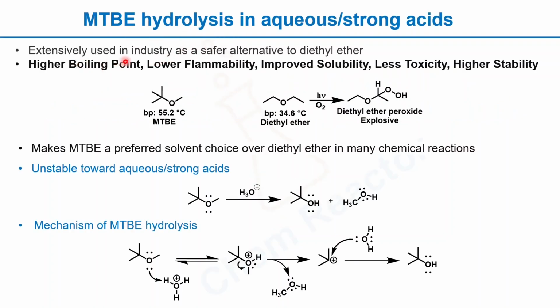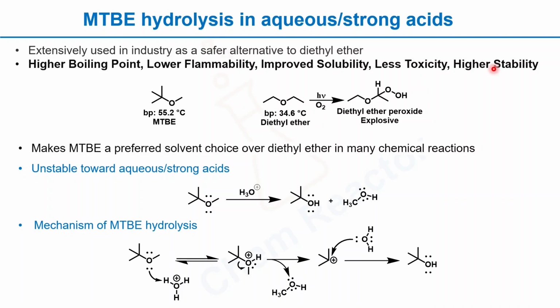This MTBE is extensively used in industry as a safer alternative to diethyl ether because it has a higher boiling point. Here you can see that MTBE has 55.2 degrees Celsius and diethyl ether 34.6 degrees Celsius. And other reasons that MTBE is preferred over diethyl ether are it has lower flammability, improved solubility, and less toxicity. And the most important advantage this MTBE has is the higher stability.